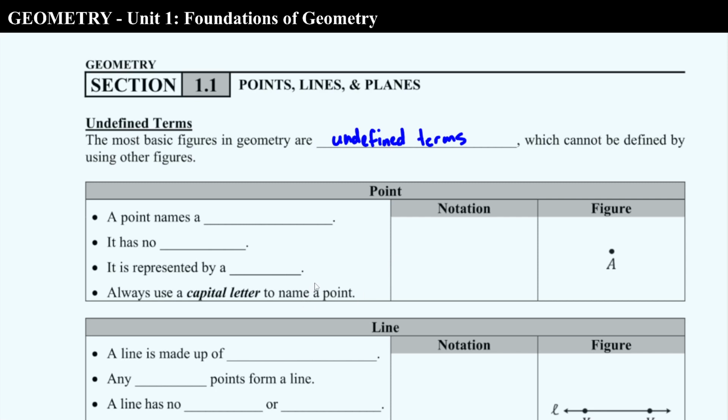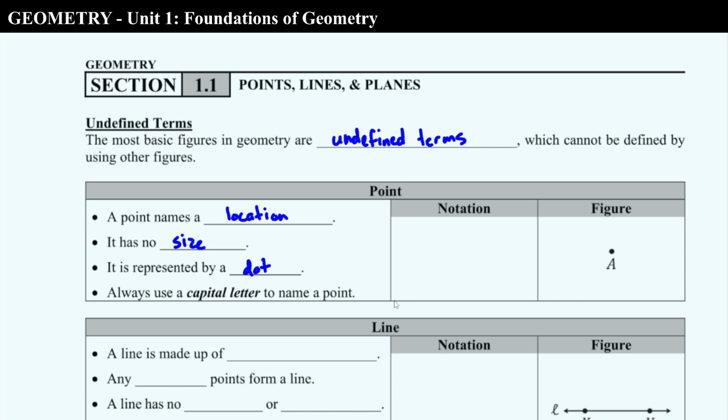So the most basic one is a point. A point names a location, and it has no size. So it has no thickness, it has no width, it has no length, and is represented by a dot. And we always use a capital letter to name a point.